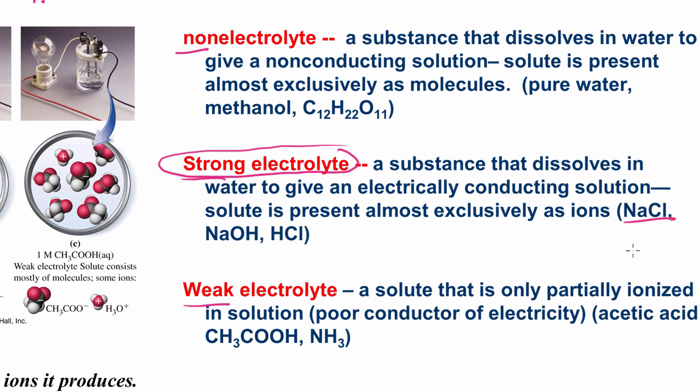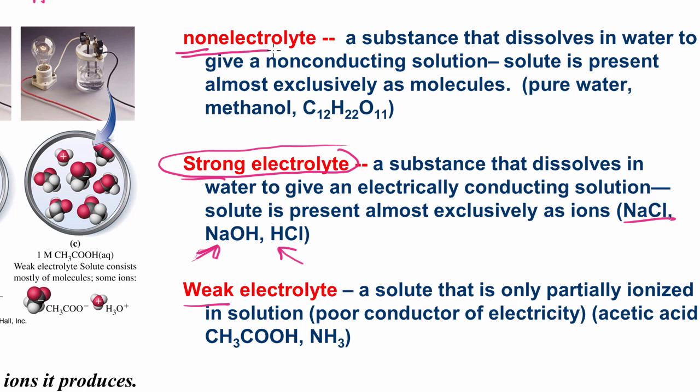There are many other ionic compounds that are water soluble. They would also be strong electrolytes, and strong bases like sodium hydroxide and strong acids like hydrochloric acid will also completely dissociate in water as ions. So strong bases like sodium hydroxide will dissociate completely into ions when placed into water, and hydrogen chloride gas, when put into water, will completely dissociate into hydrogen and chloride ions.